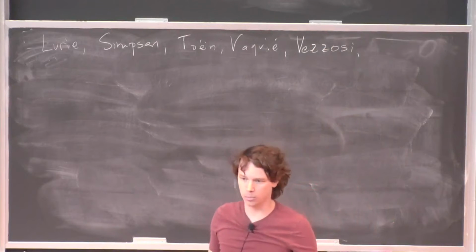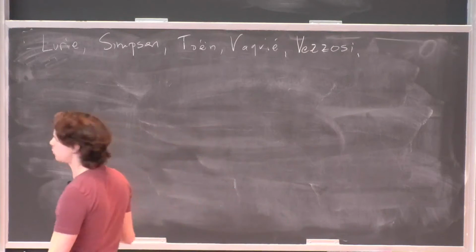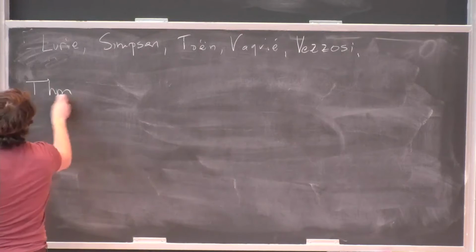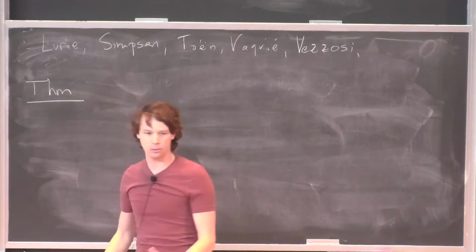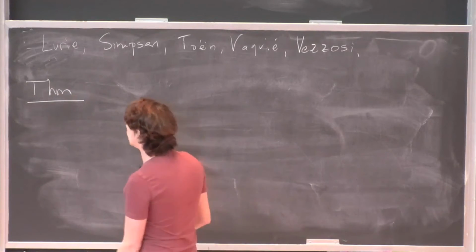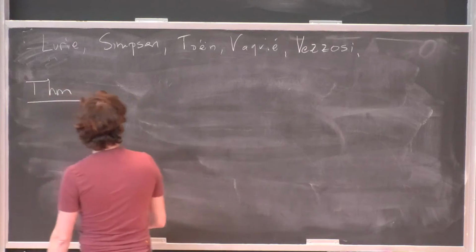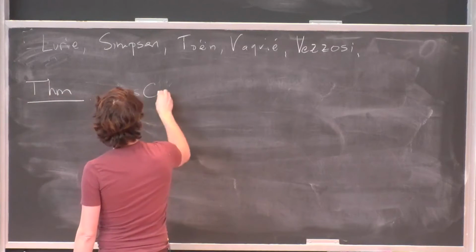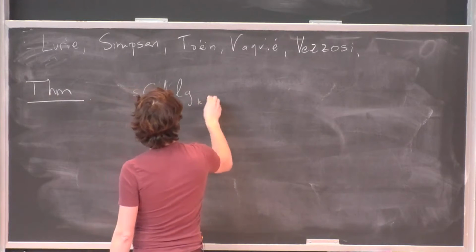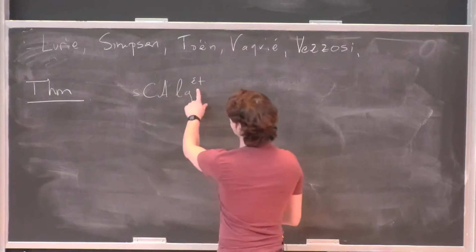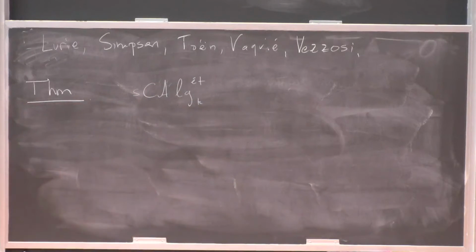If I don't attribute something, it's probably to one of these people. But this stuff is basically by now foundational in the area. So this first theorem is that let's look at simplicial commutative K algebras that are étale over K. So all morphisms that are K to R that are actually étale.